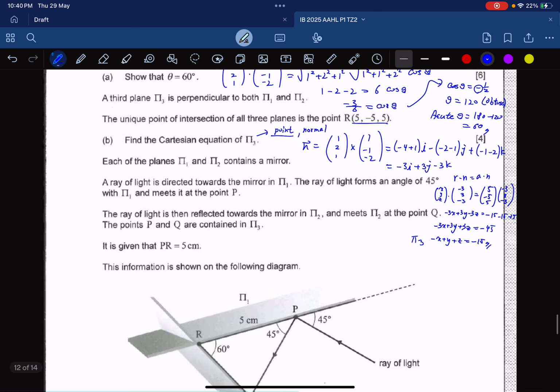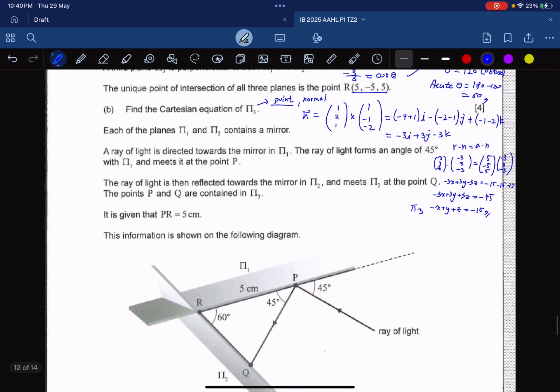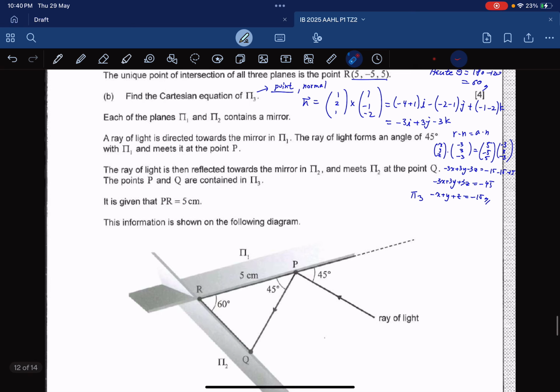Okay, so that's basically it. Next one. Each of plane 1 and plane 2 contains a mirror. Okay, a ray goes directly to the plane and then makes a 45 degree angle. So now it becomes a physics problem, like angle of incidence, something like that. And then we go to plane 2, and then plane 2, and then plane 3.